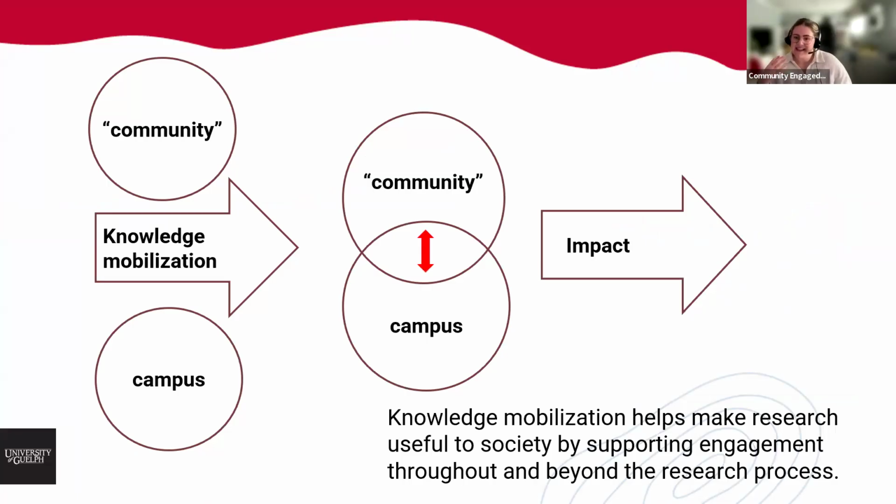So, to us, effective knowledge mobilization is about bridging the gap between knowledge producers and knowledge users, between researchers and practitioners, between campus and community, with the end goal of making that research useful to society. So, as I said before, it really goes beyond that simple dissemination of knowledge and it supports that engagement throughout the research process. So we have a diagram here.